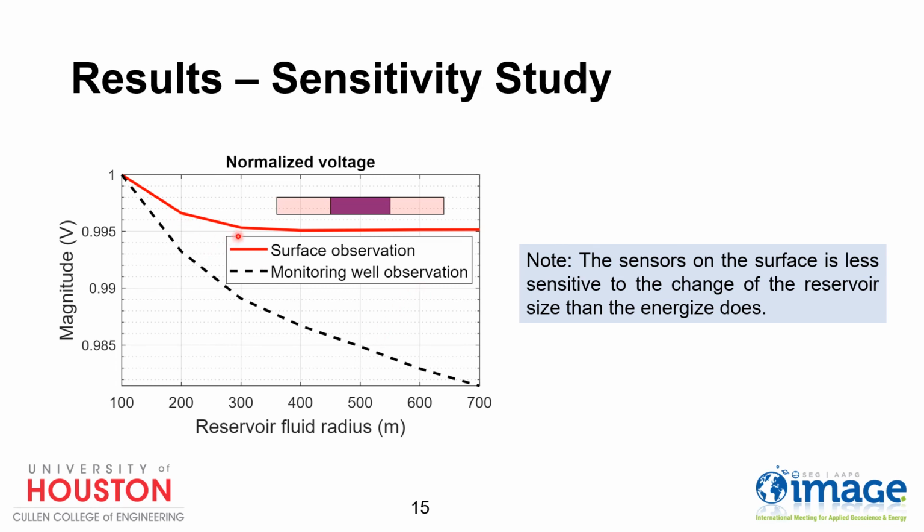We can find the sensor on the surface is less sensitive than the energized casing, especially when the reservoir fluid is larger than a threshold. If this voltage doesn't change, it means the sensor will not detect the change on the ground. So we can see the energized casing is better than the surface observation.